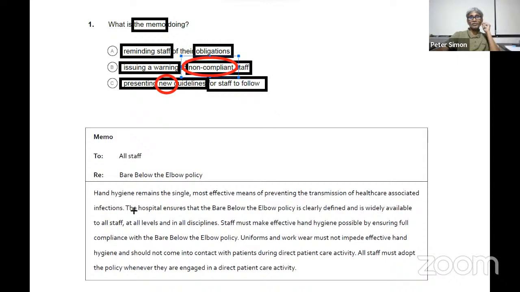How do we know that it is not for only non-compliant staff? Sorry. How do we know that this is not new? How do we know that it is not new? Can you give your points, please? How can you say that this is not new? Where it is exactly?